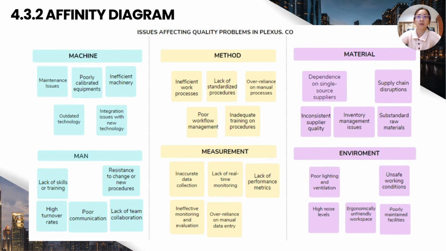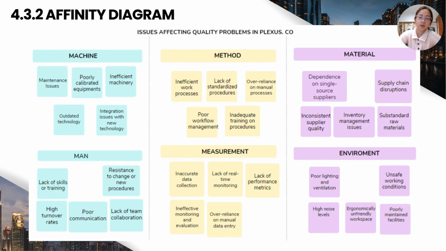We identify 6 categories, which are machine, method, materials, man, measurement, and environment. For the machine category, there are maintenance issues, poorly calibrated equipment, inefficient machinery, outdated technology, and integration issues with new technology.